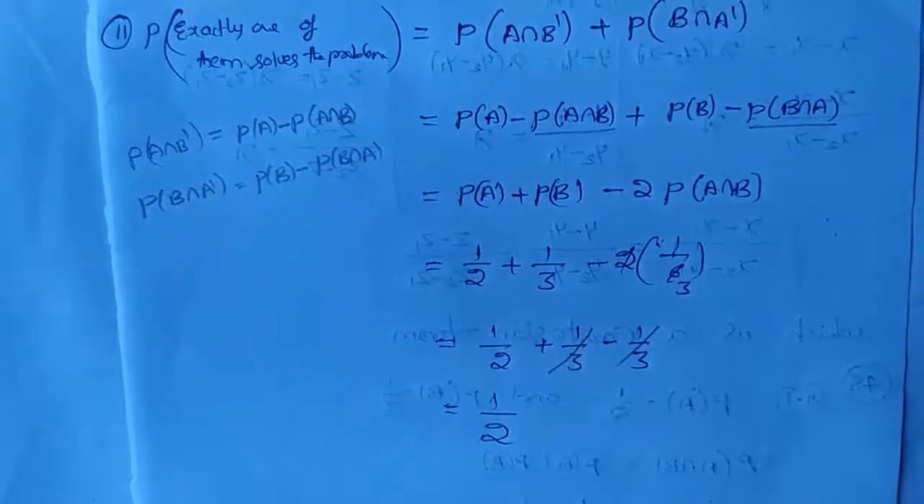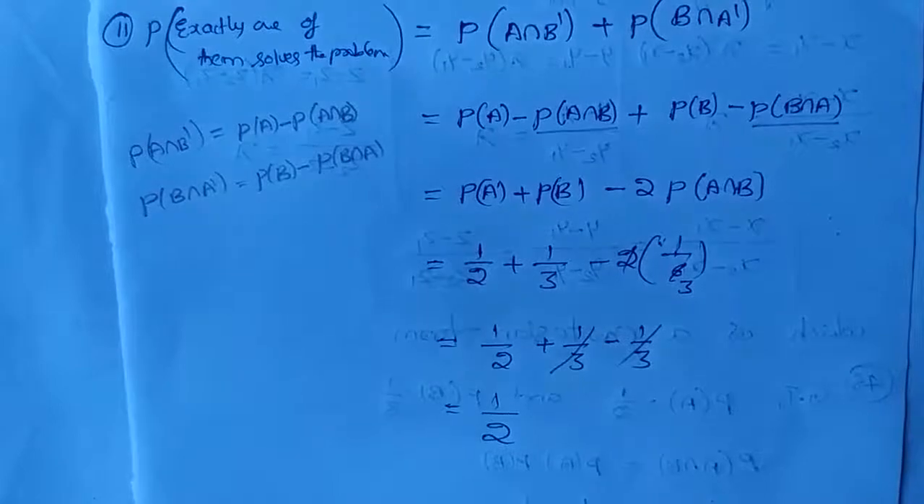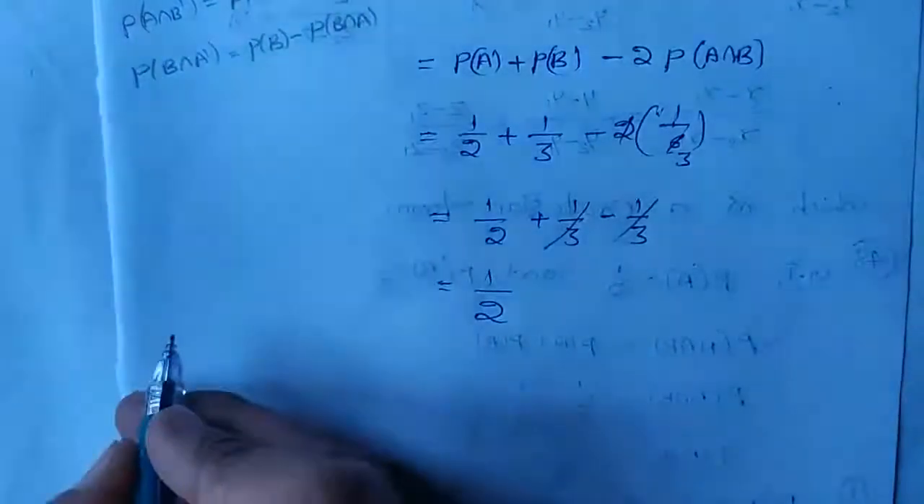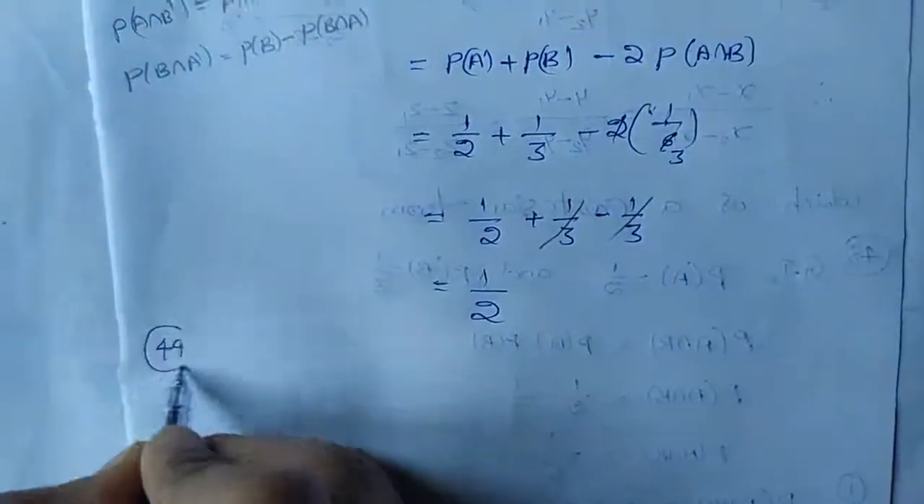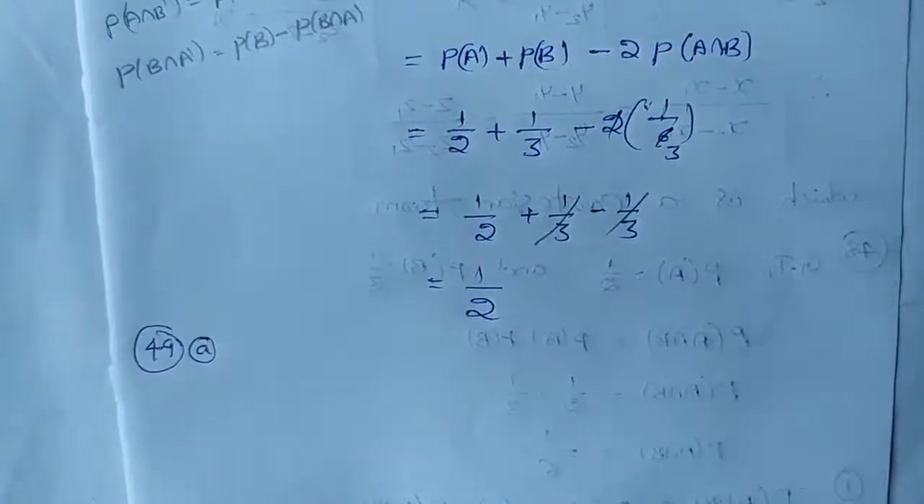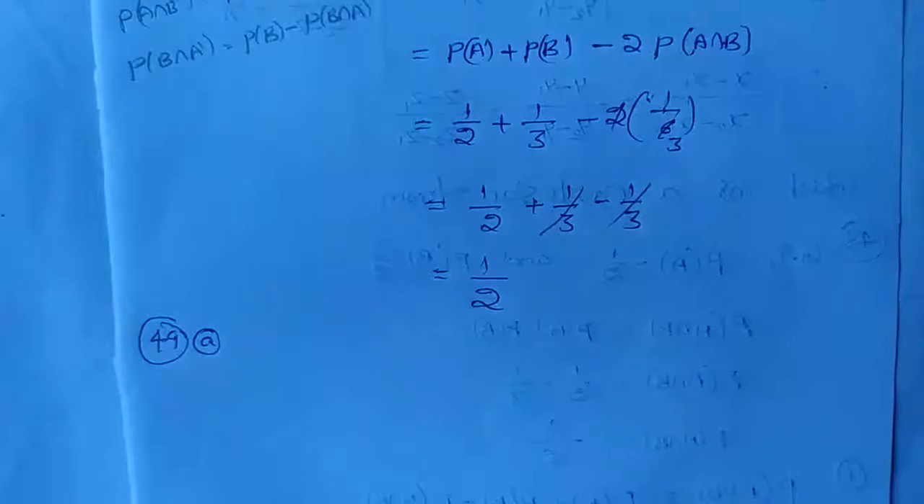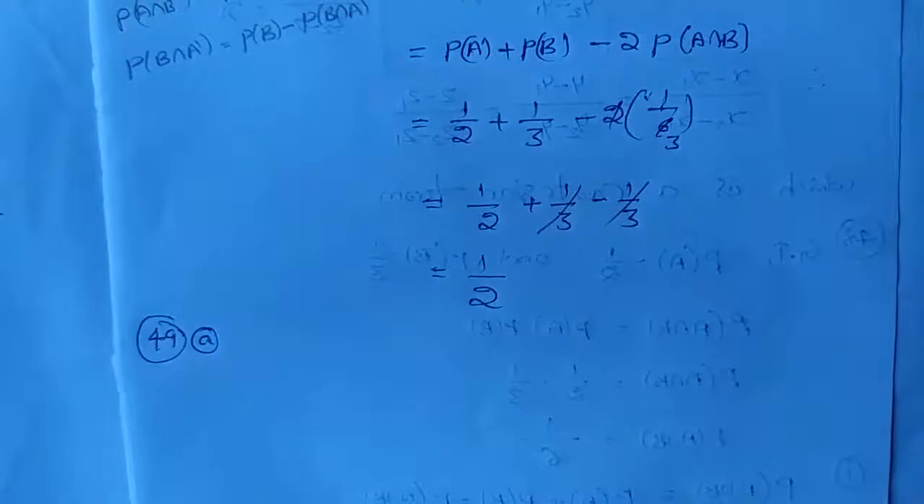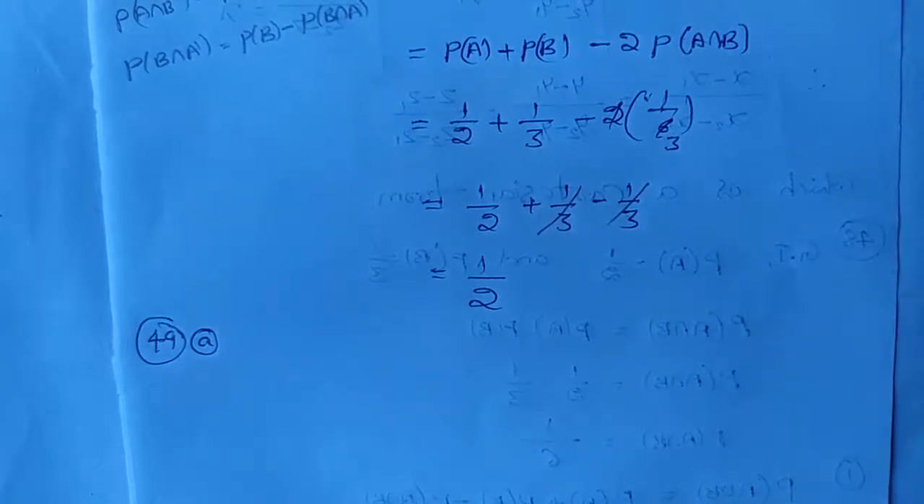Now let us move on to the 10 marks questions. See the 49th question in your question paper, 49th question A. Prove that the integration from minus a to a of f of x dx equals 2 times the integration from 0 to a of f of x dx if f of x is even, and 0 if f of x is odd. So let us prove.